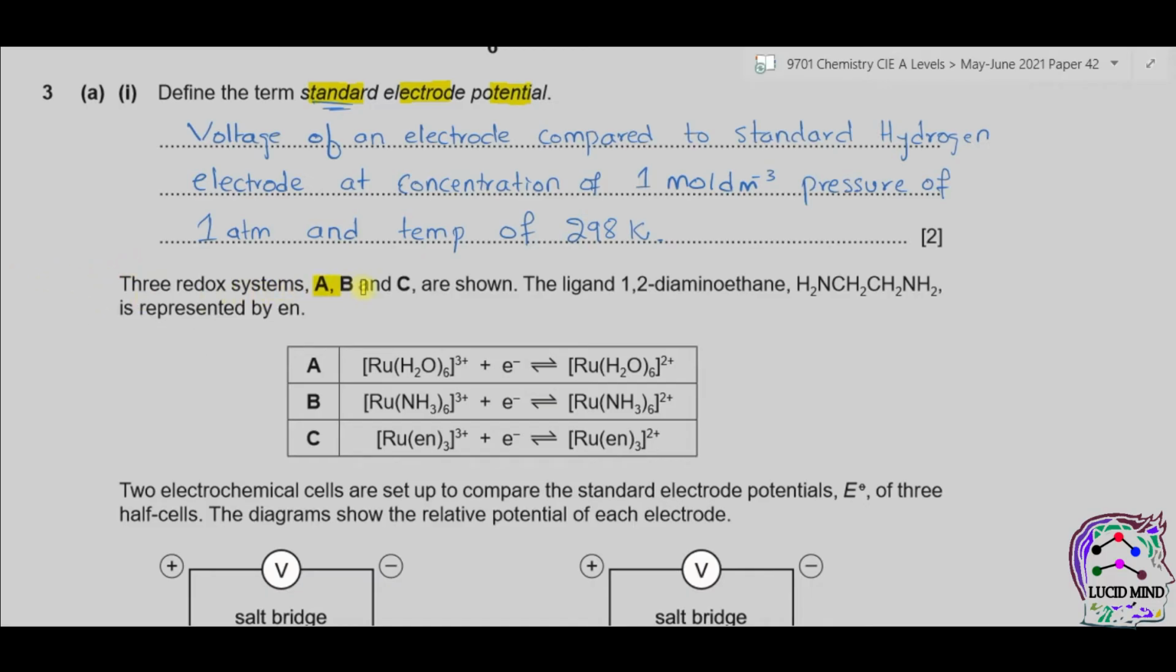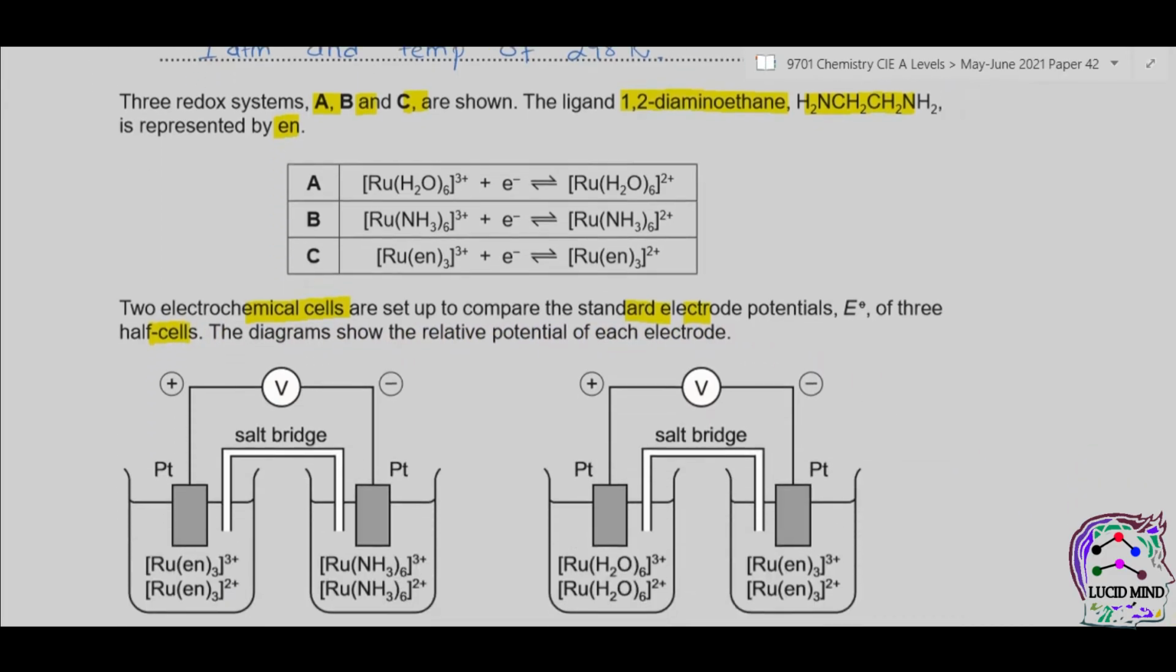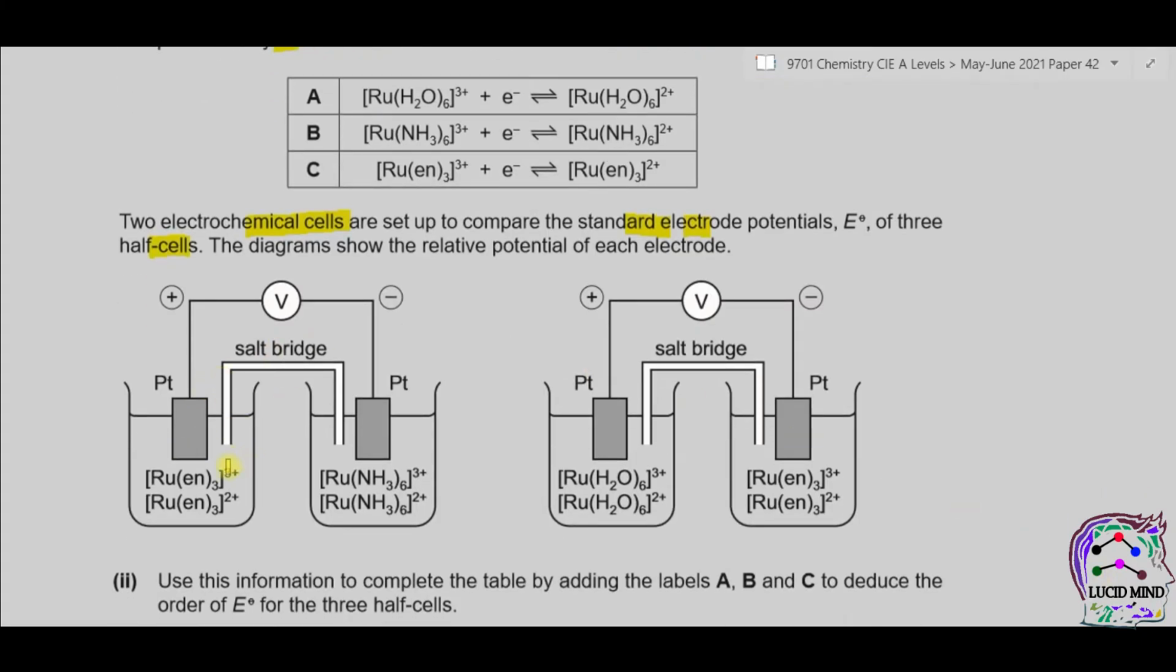Three redox systems, A, B, C are shown. This is A, this is B, this is C. The ligand 1,2-diaminoethane is represented by en in simplified form. Two electrochemical cells are set up to compare the standard electrode potential of three half cells. The diagram shows the relative potential of each electrode. Let's see the diagrams. These are the diagrams. Part 2, use this information to complete the table by adding the labels A, B, C to deduce the order of electrode potential for the three half cells.